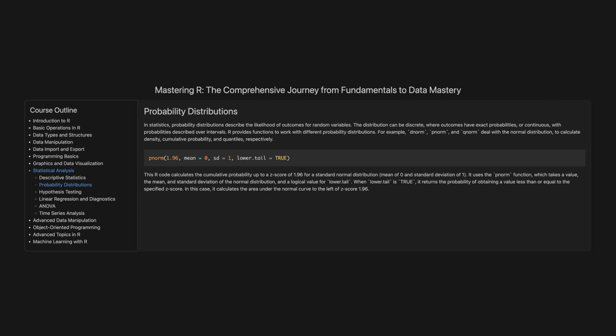This R code calculates the cumulative probability up to a z-score of 1.96 for a standard normal distribution, mean of 0, and standard deviation of 1. It uses the pnorm function, which takes a value, the mean, and standard deviation of the normal distribution, and a logical value for lower.tail. When lower.tail is true, it returns the probability of obtaining a value less than or equal to the specified z-score. In this case, it calculates the area under the normal curve to the left of z-score 1.96.